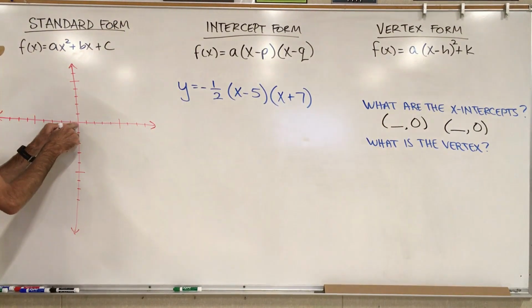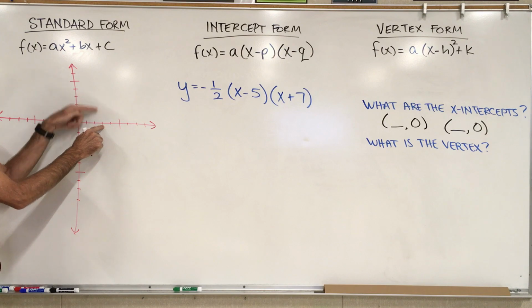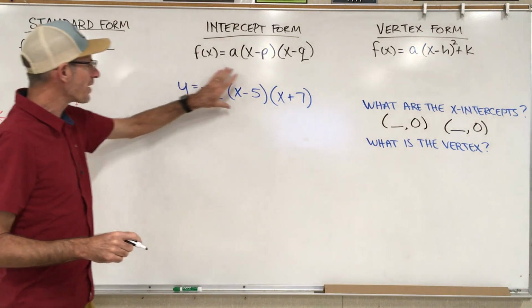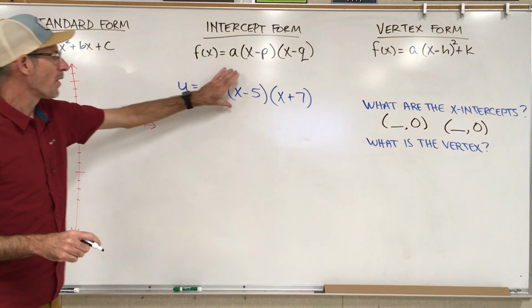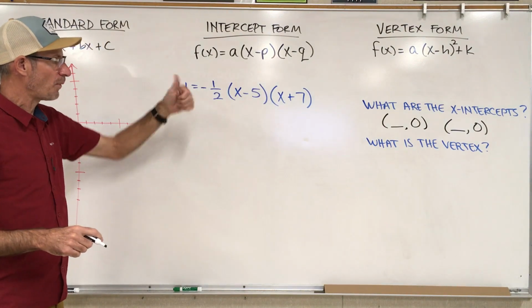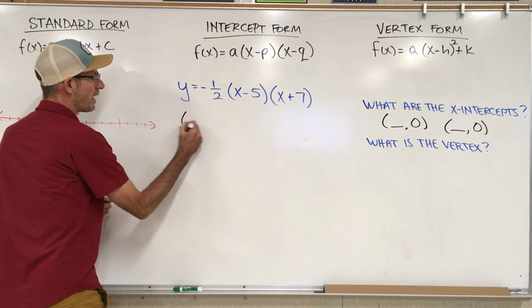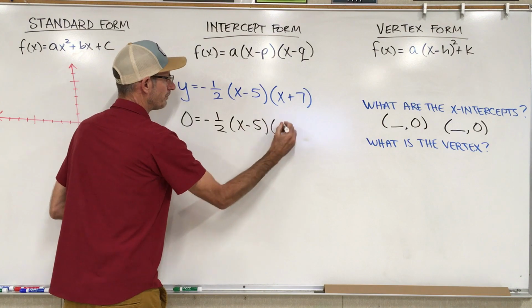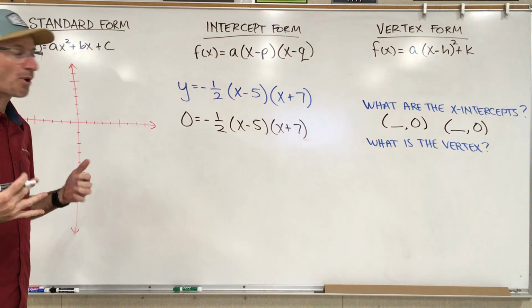So how far over do you have to go to get to the x-intercept? And then we know it's 0 up or 0 down, because it wouldn't be on the x-axis if you went up or down. So we want to know what are the x values when the y value is 0. What are the x values when you don't go up or down in the y direction? So what we really want to do is solve this equation. And to solve that equation, we use the zero product property.